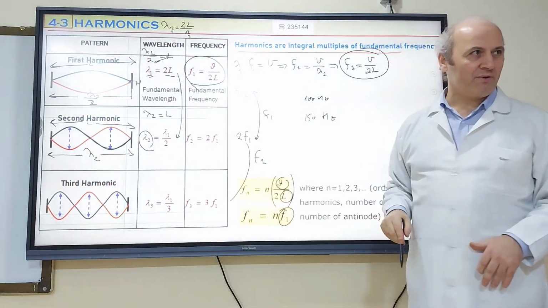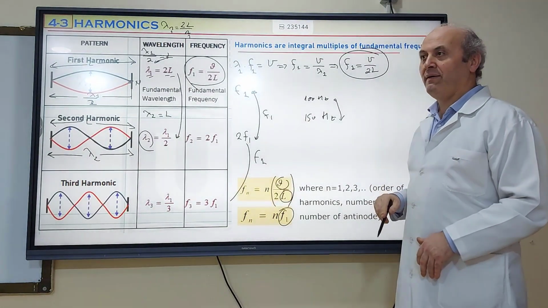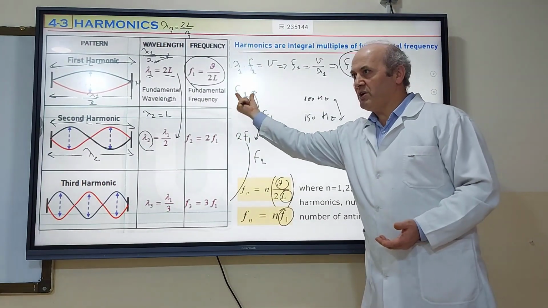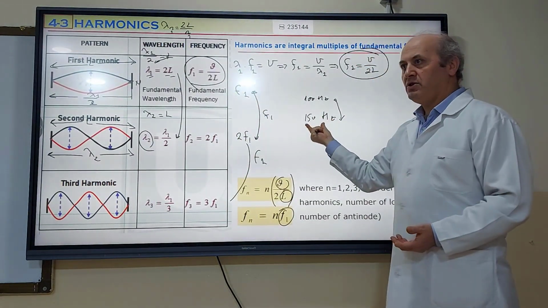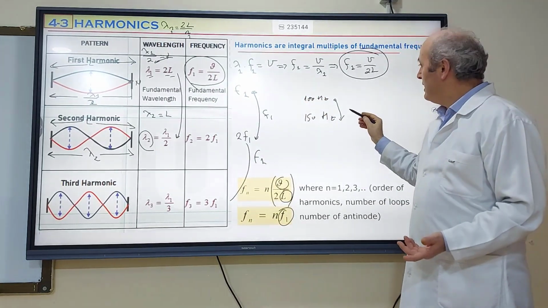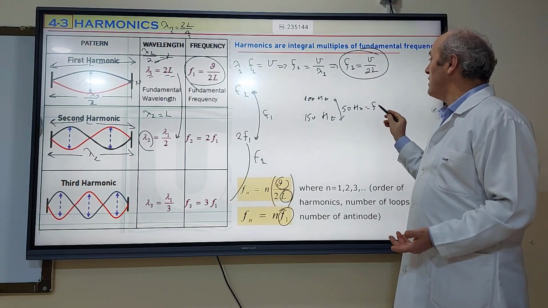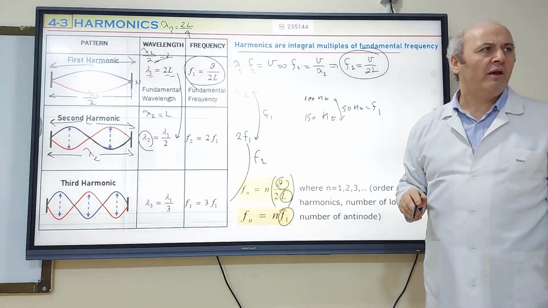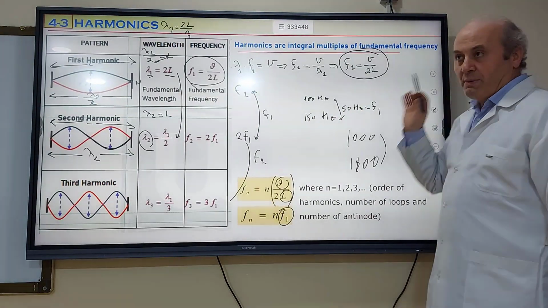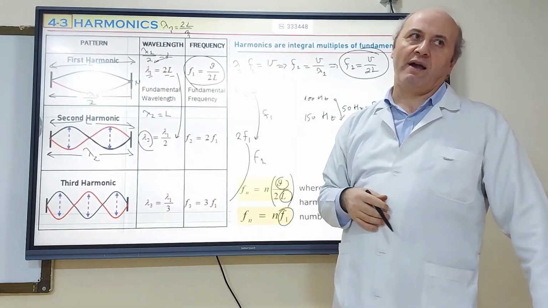Adjacent harmonics. What is the fundamental frequency? 100. What is the difference between them? 50. 50. Difference between them. 2 F1 minus F1 is F1. This is 150 minus 100. What is the difference? The difference between two adjacent harmonics is going to be the fundamental frequency. We don't care which harmonics are there. We care, are they adjacent or not? So, the separation between two adjacent harmonics is equal to the fundamental frequency. We have to know this.